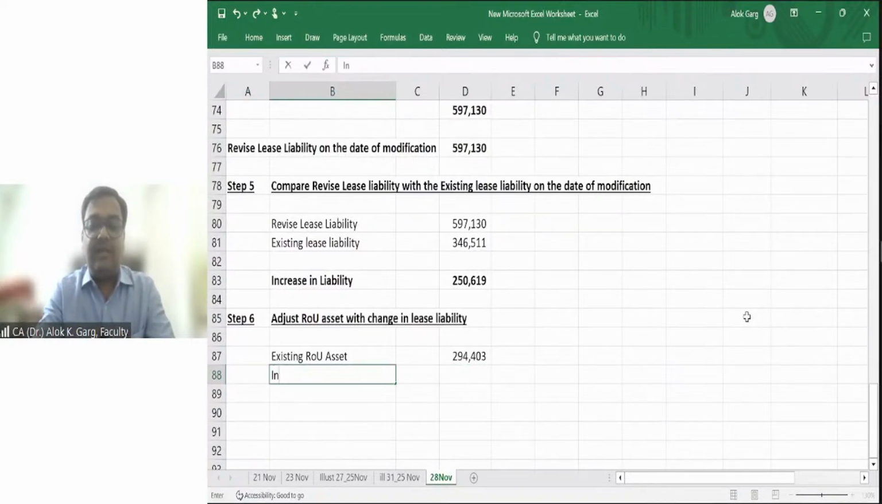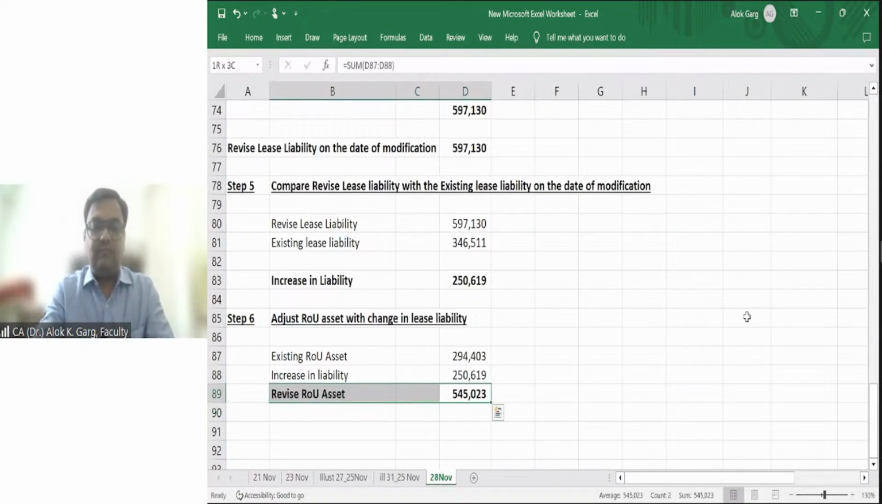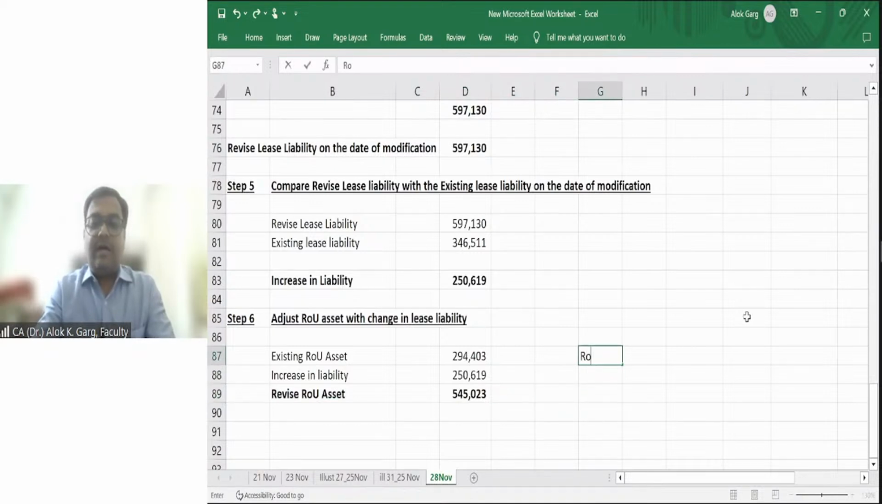What is your increase in liability? You need to adjust your increase in liability in your ROU asset, right? How much is your increase in liability? 250619. What is your revised ROU asset? What is your accounting? ROU asset account debit to lease liability credit. By how much?